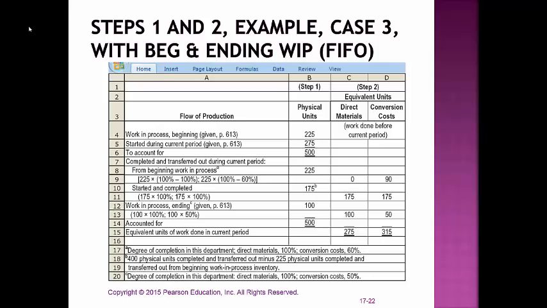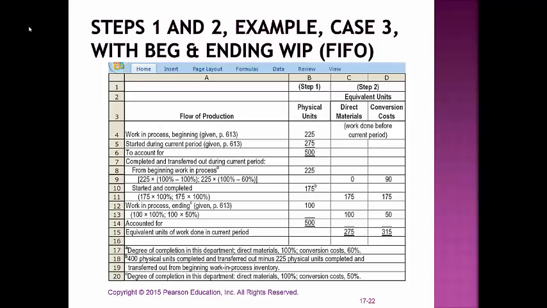So step 1, we still have to figure out what our flow is and make sure we've got the number of units and that our math all works out. So first, let's take a look at our work in process beginning. Again, we're going to be using 225 units that were left over from the prior period. And then we start some new ones, 275 more were started during the current period. So 225 plus 275 gives us the total of 500 that we have got to account for.